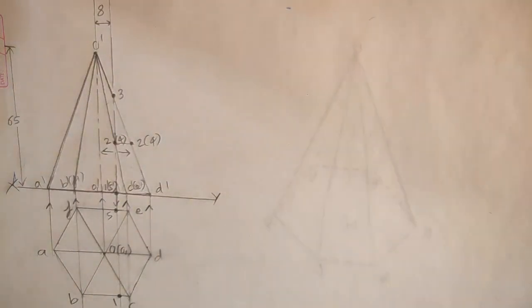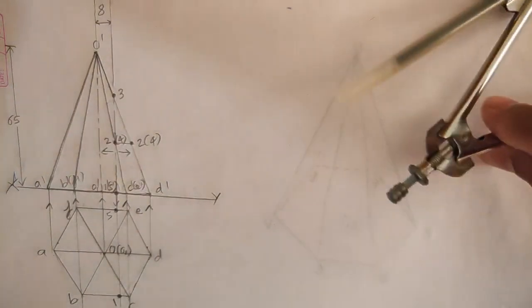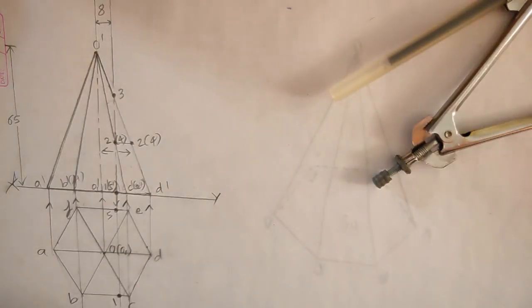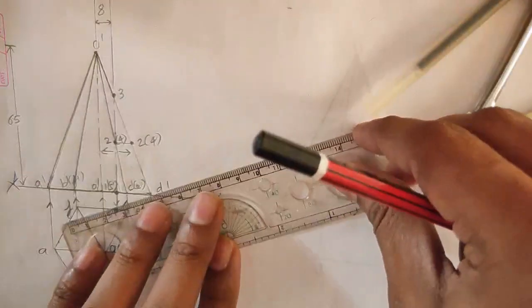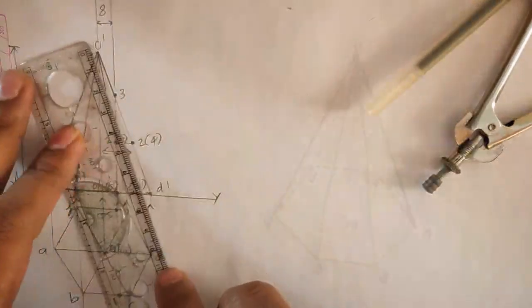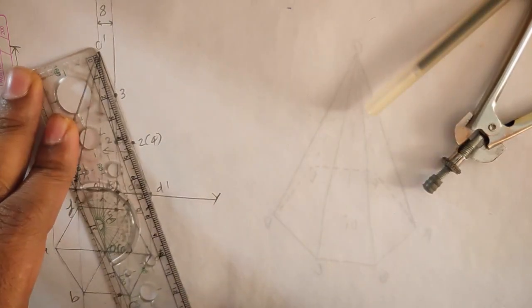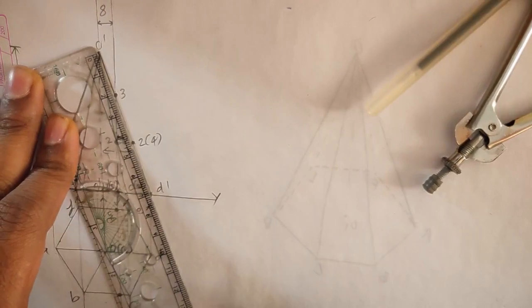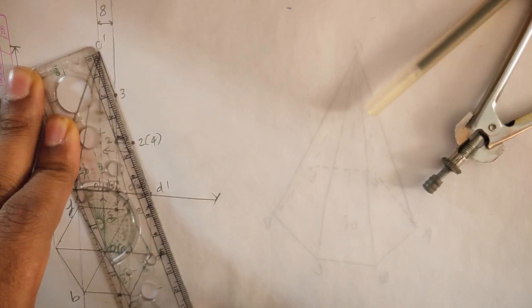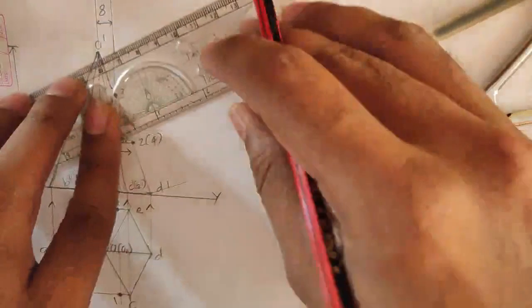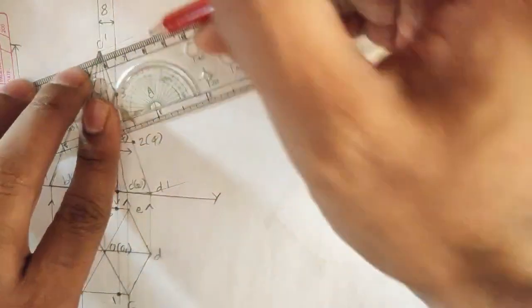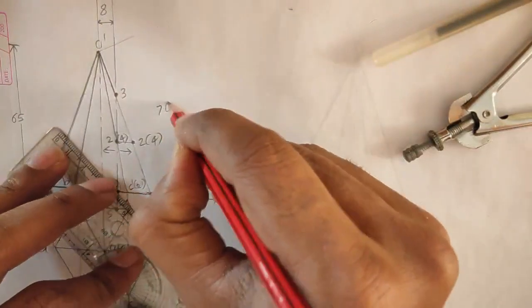Now next is we'll draw the development of the lateral surface. So before that, we need to measure the true length of this generator, of this slant edge. So let us find that out. If you observe, the true length of OD is almost, you can see, 70 mm. So mark it, locate it properly, 70 mm.